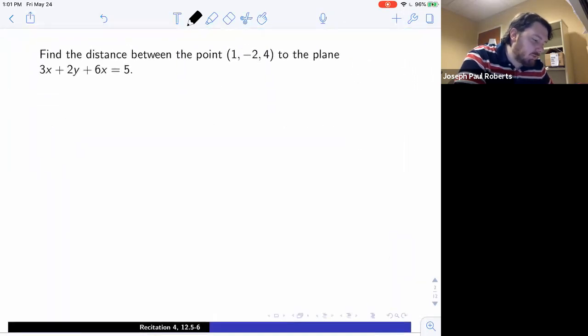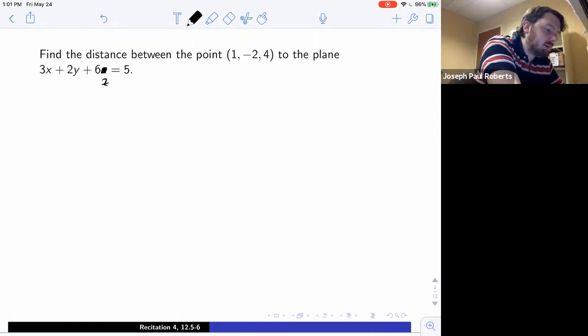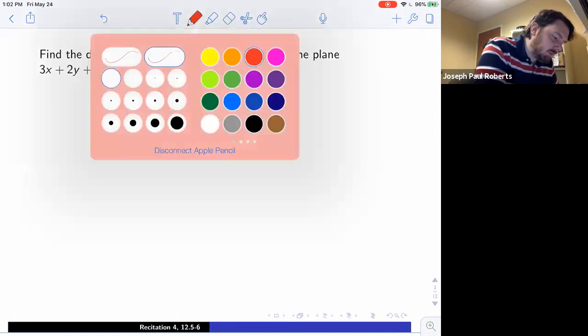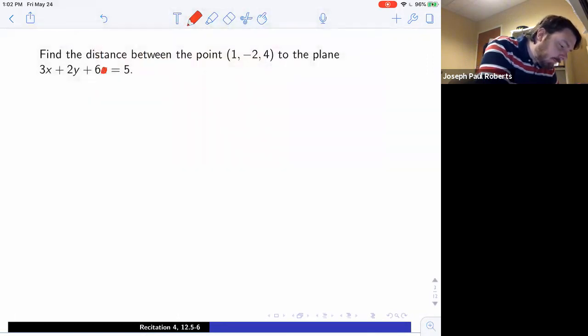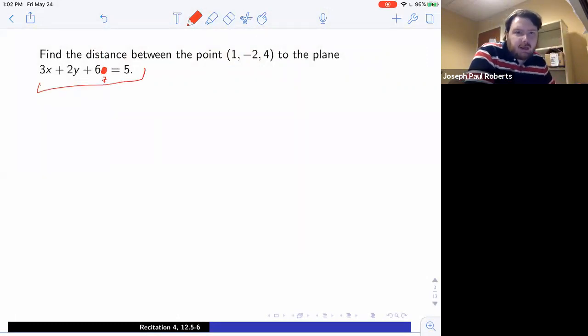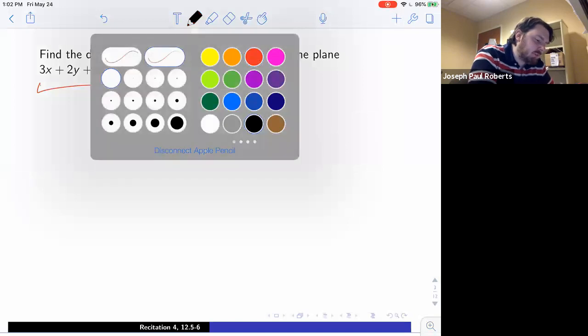So distance between the point 1, -2, 4, and the plane 3x plus 2y plus, ooh, that should be a z. Sorry about that. I'll fix that. Let me write that down so I don't forget. Maybe I won't because I don't usually post these blank ones. I will just fix this here.